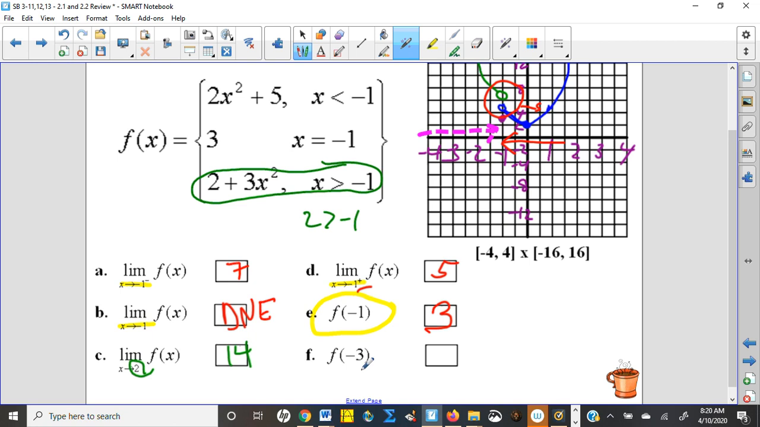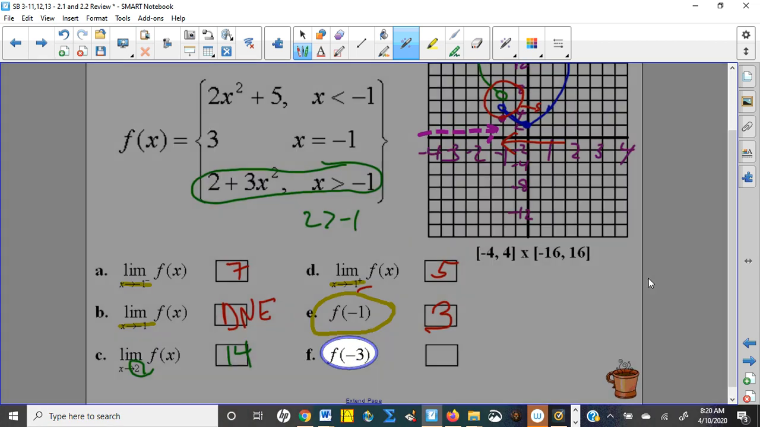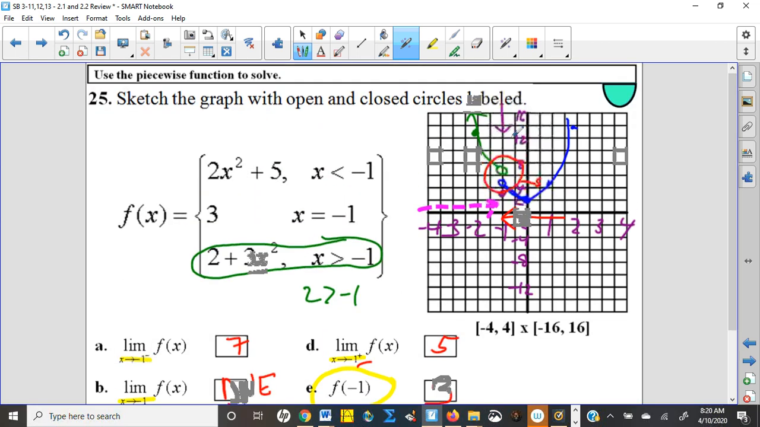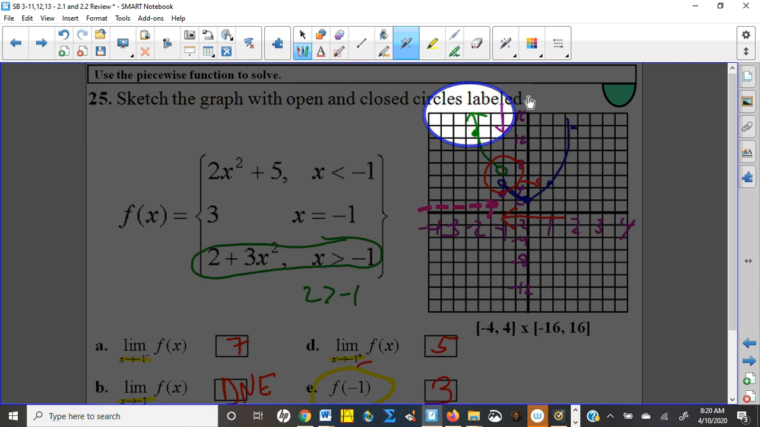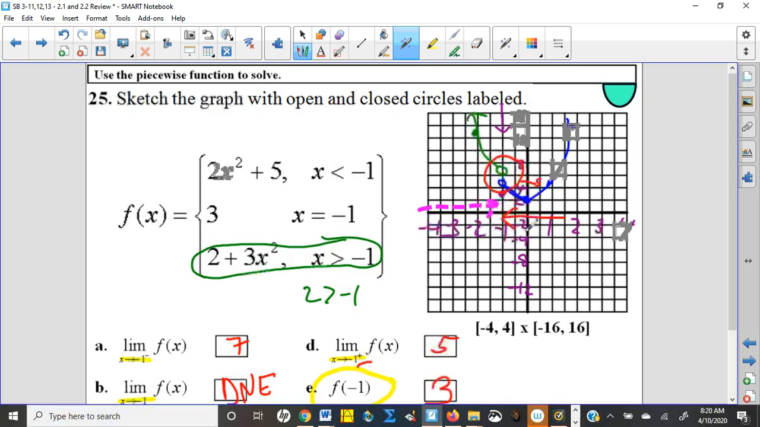what is the function's value at -3? That is going to be back on this side of the function. Here's -3, so it's going to be up here somewhere. And it looks like it may be off of our graph. I don't think we could get that off of our graph. Our graph only goes up to 16, so this might be bigger than 16.